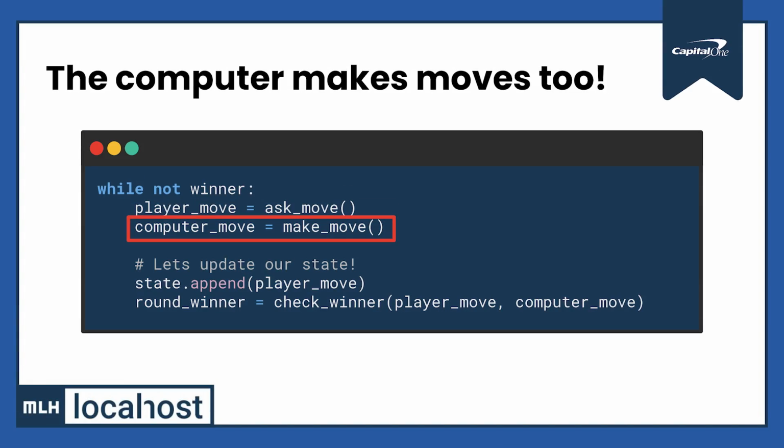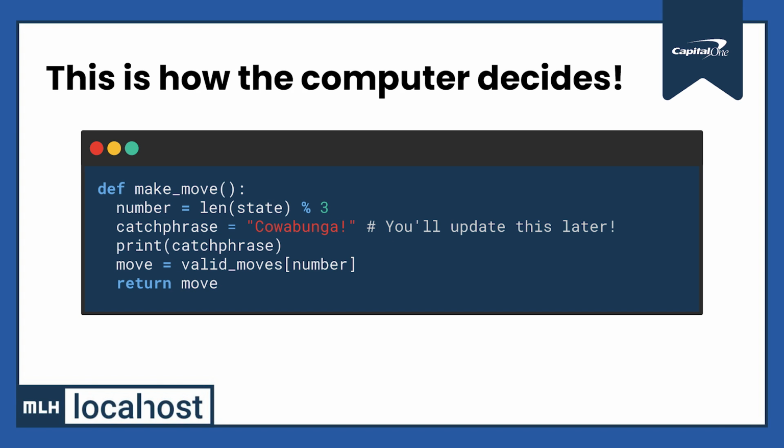We'll jump into programming in just a second, but there's one more thing I want to tell you about first. Remember how we can make rules? Well, our computer can make rules too, because computer move is equal to make move. Let's take a look at how make move works. So this is how our computer decides what move to make. Might look a bit confusing, but don't worry, let me talk you through it.